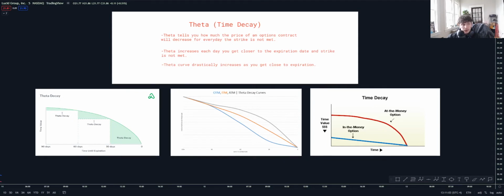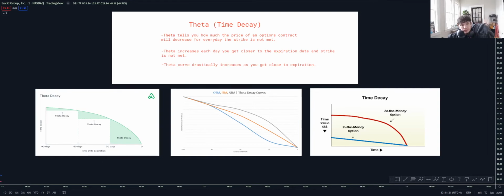This first part, I'm going to briefly go over what Theta is. The second part, I'm going to go over what Vega is. And the third part, I'm going to go over implied volatility and how Theta and Vega coincide with implied volatility.